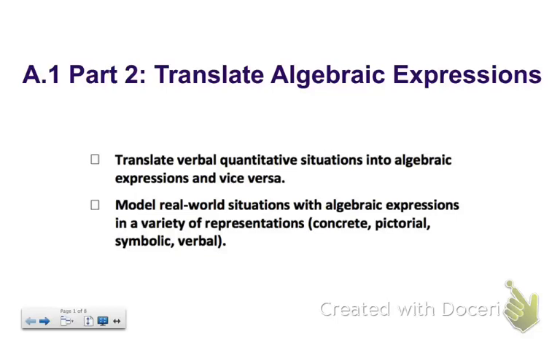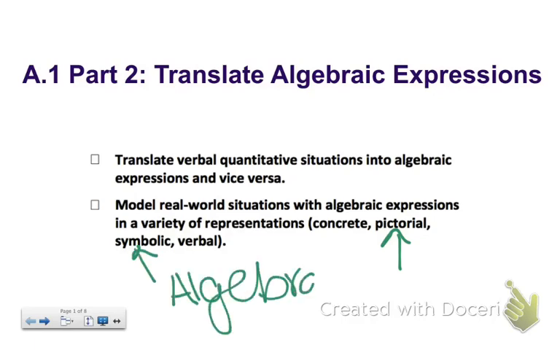Okay, this is section 8.1 part 2 where we are translating algebraic expressions. So like taking a written out description and making it algebraic or vice versa. And then also modeling real world situations with algebraic expressions in a variety of representations. The pictorial and symbolic is mostly talking about algebra tiles. Okay, so we'll see some of those.